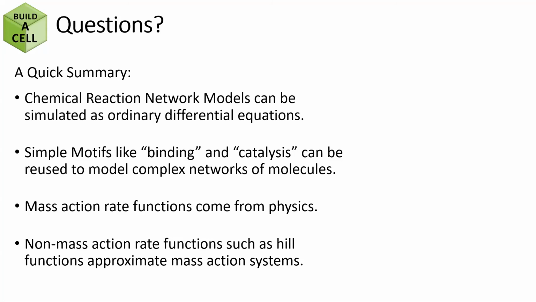When you're confused about what rate function to use, you should always start using a mass action rate function because that comes from physics. And only use a non-mass action rate function to approximate more complicated mass action systems. And make sure you do that very carefully because a lot of people just sort of apply Hill functions left and right that aren't actually accurate in the regimes they're working in. So always go back and check to make sure that your approximation is correct.